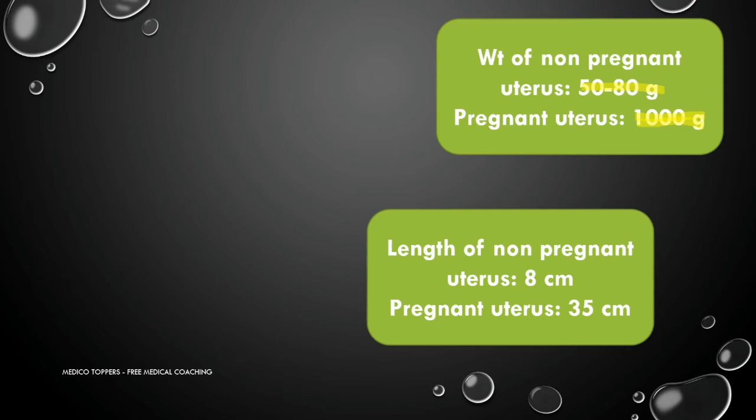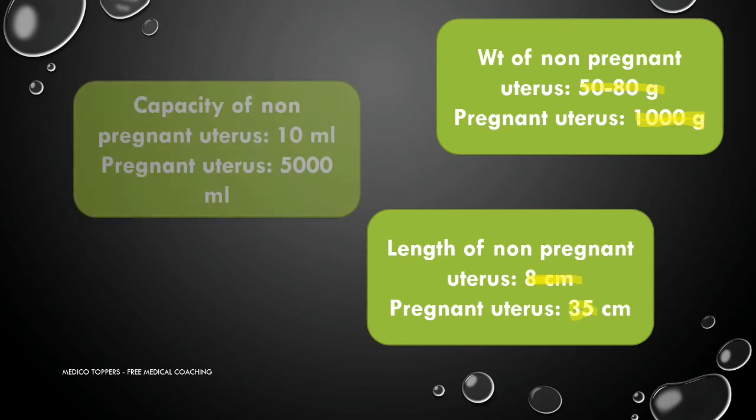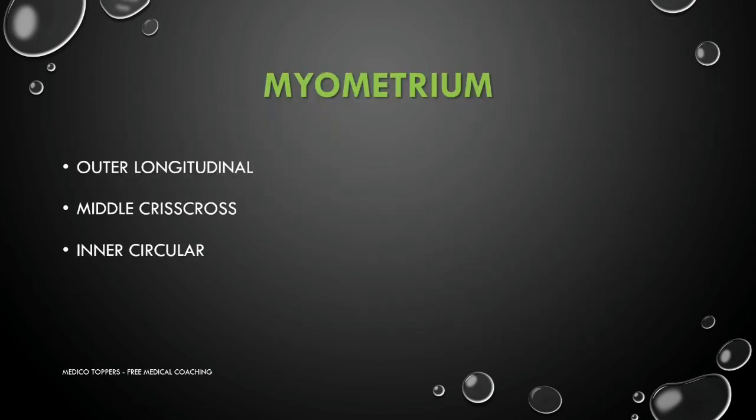Similarly, length of non-pregnant uterus is 8 cm but pregnant uterus 35 cm, and capacity of non-pregnant uterus is 10 ml but pregnant uterus is 5000 ml, which means 5 liters. Next, as we know, uterus consists of body, isthmus and cervix. And the body of the uterus contains 3 layers. There is no submucosal layer, but it has endometrium, myometrium and perimetrium.